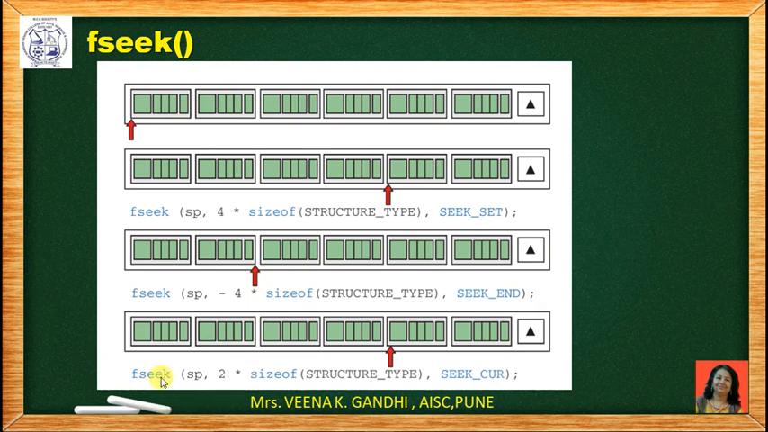Now the next command is fseek(fp, 2 * sizeof(struct type), SEEK_CUR). It means from the current position move the file pointer 2 records ahead. So you can see the file pointer is here in this location.